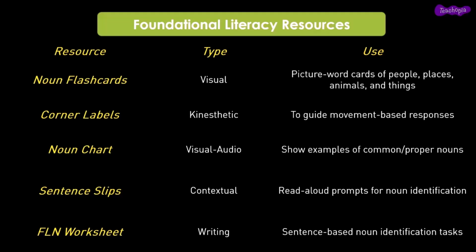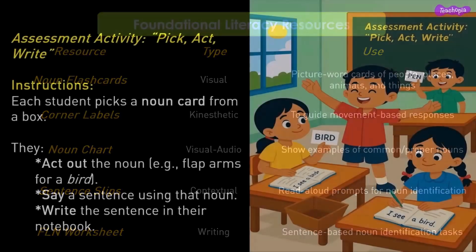Sentence slips, which are the contextual type, help to read aloud prompts for noun identification. FLN worksheet, which is the writing type, is used for sentence-based noun identification tasks.